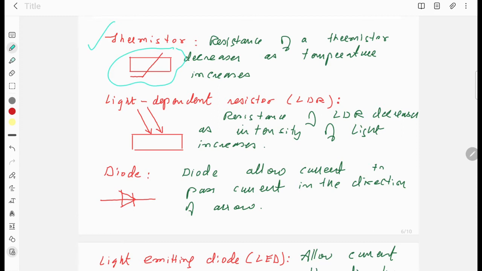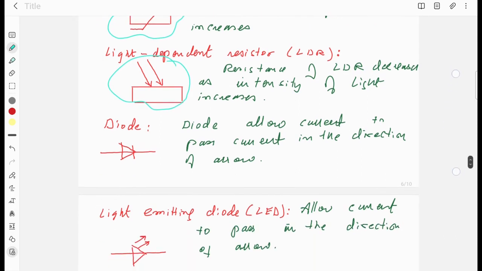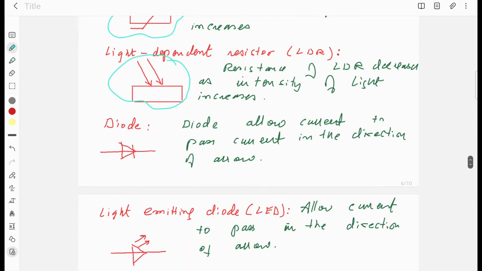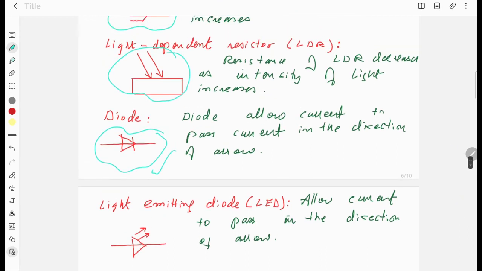LDR, or light dependent resistor, the symbol is important. Resistance of LDR decreases as intensity of light increases. Diode allows current to pass in the direction of the arrow, and this is the symbol of diode. And you also have to learn this. It allows current in the direction of the arrow, which means in this direction.